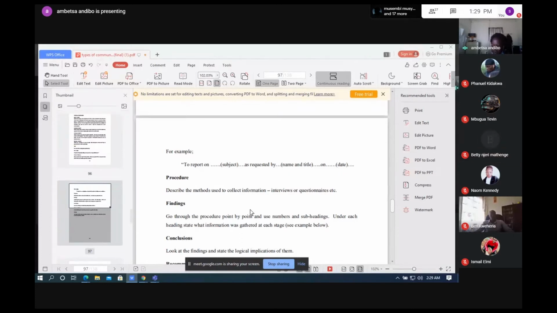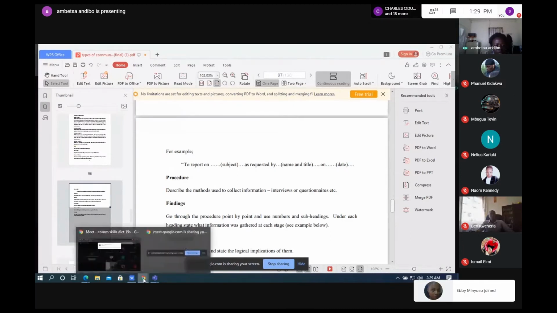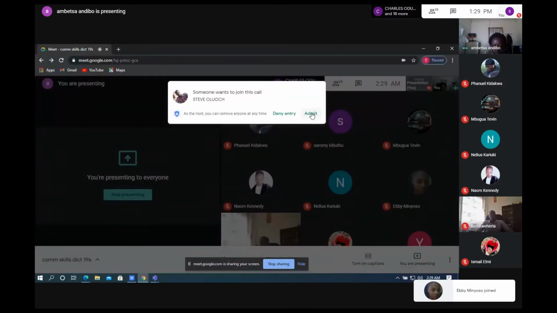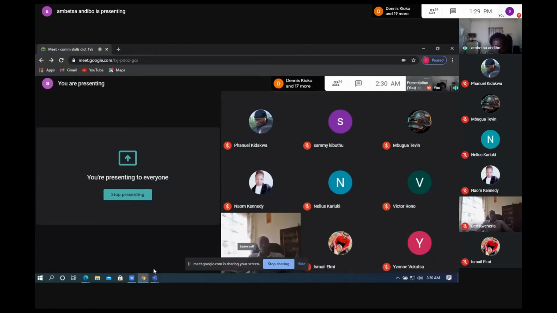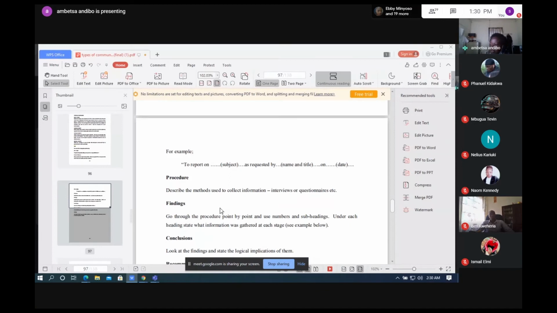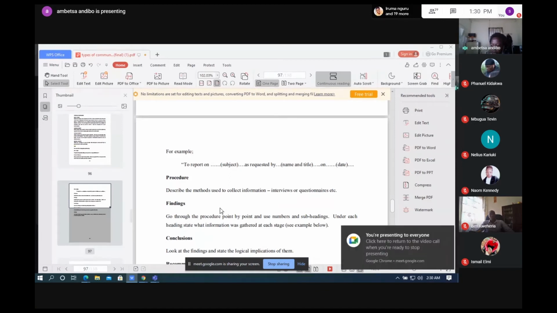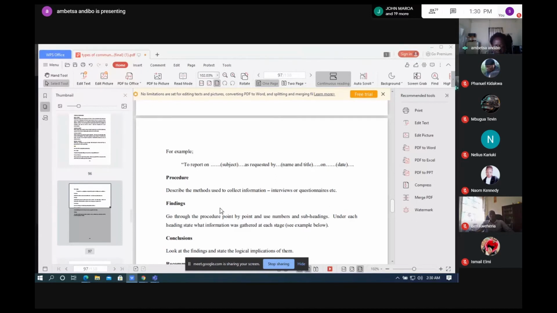Observation is a very time-consuming matter. Also, you don't go for observation if you need to distance yourself from the subject that you are studying. So observation will compromise your objectivity. Again, you go for observation if your subjects are few. So they are maybe within a room or within a community, a small community. That's when you go for observation.